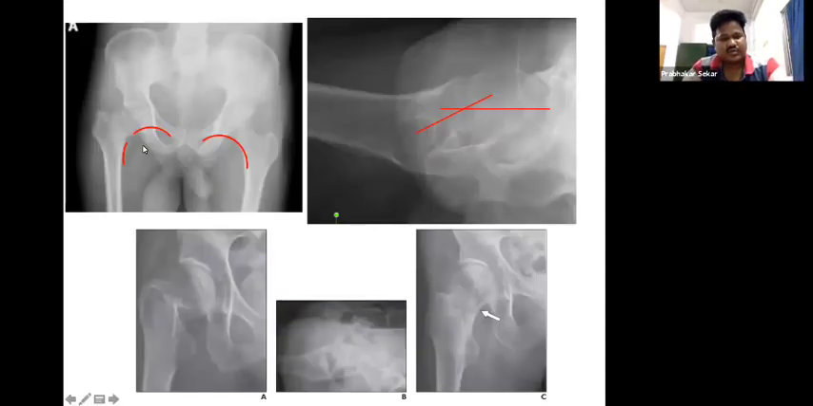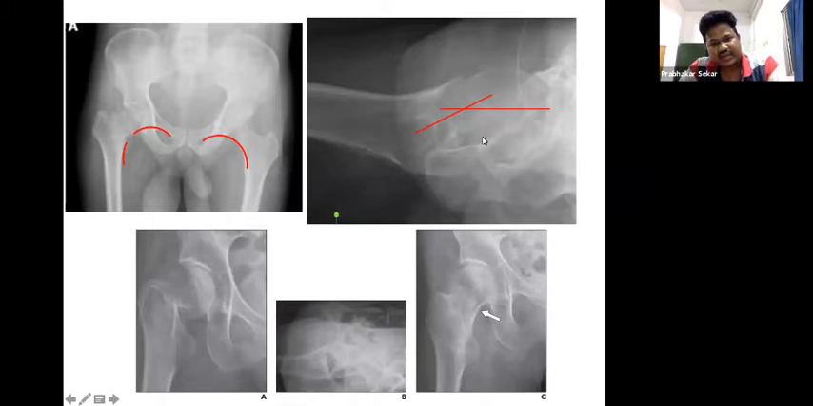In the AP view, if you draw an imaginary line from the superior aspect here, passing on to the medial aspect of the femoral head and shaft, if it forms a curve, Shenton's line, unbroken, it's a normal hip. Here it is broken. Then there is some disturbance in the femoral neck and shaft. Either it may be a fractured neck or dislocated, whatever it may be. Here it's a fractured neck of femur.